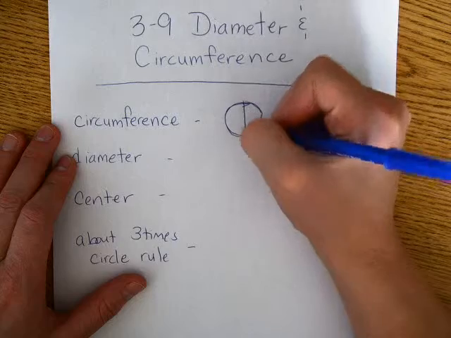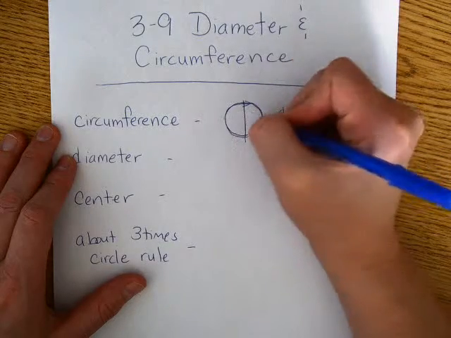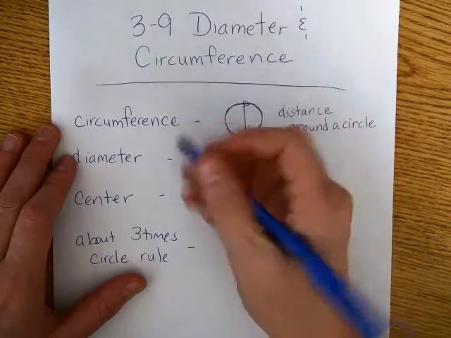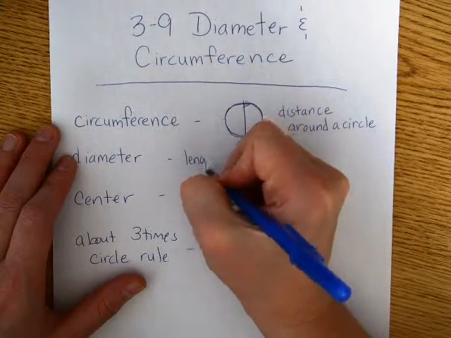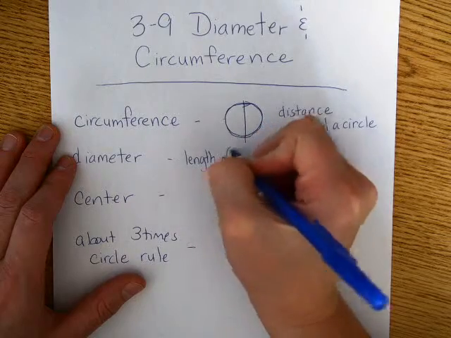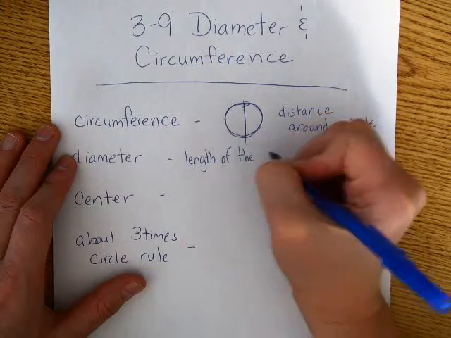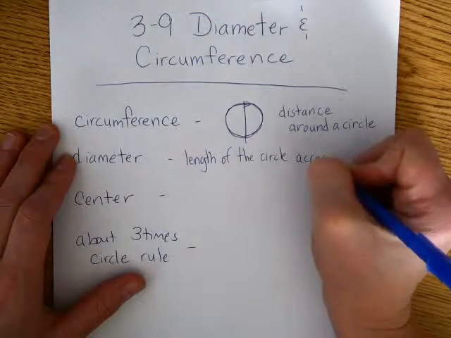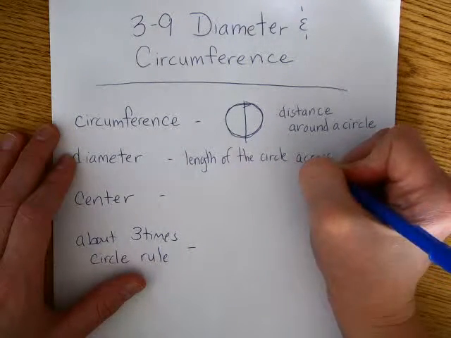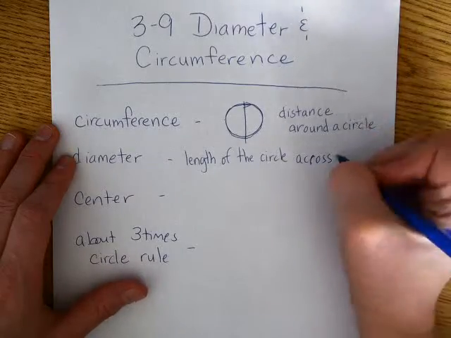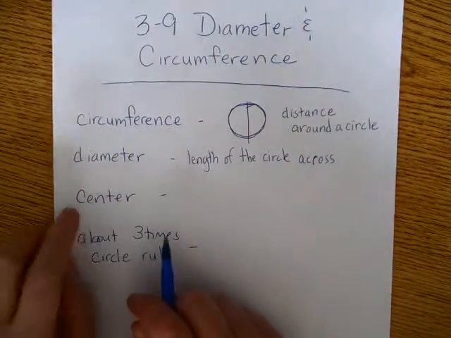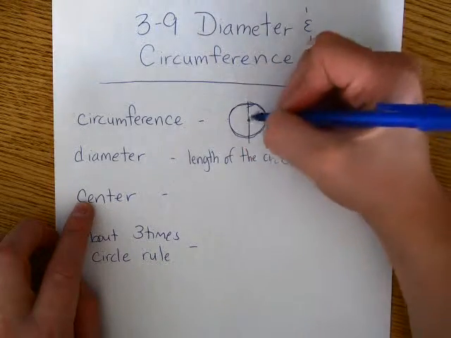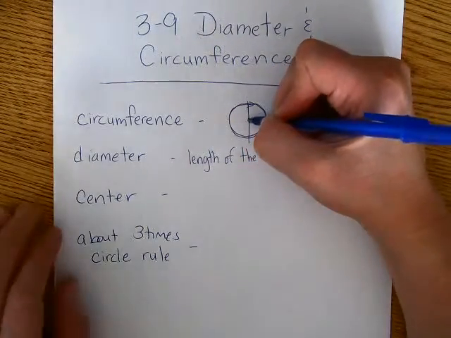Diameter. The diameter is the length across the center of a circle, from center to center. Could be this center to this center, or this center to this center, but it's the length cutting the circle exactly in half. So I'm just going to say the length of the circle across. Okay? Across. Alright, and then the center is going to be right here. The very middle of the circle is the center.